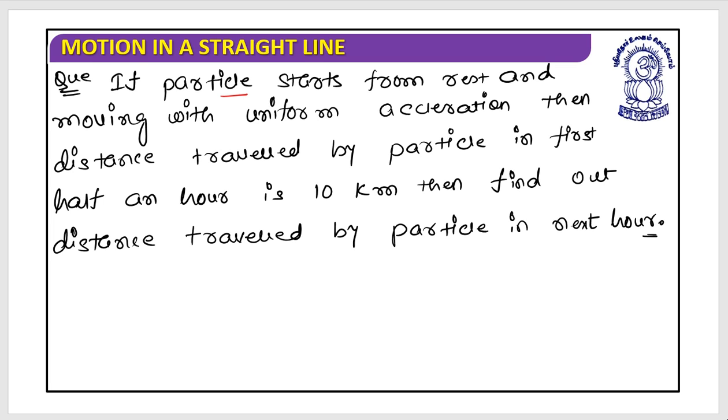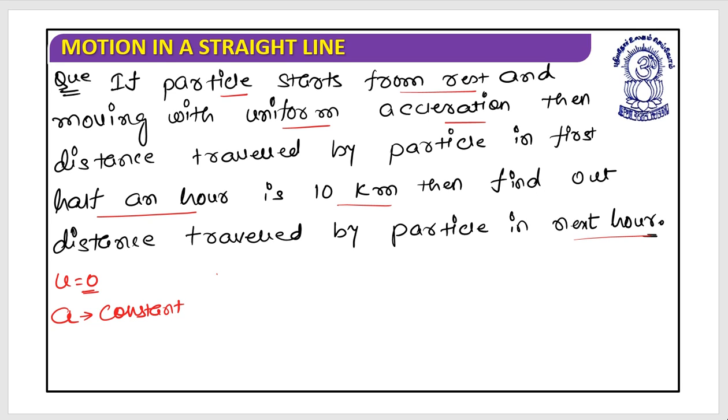What they have given? They have given a particle starts from rest. Yes, my first condition satisfies, u equals to 0. A second condition, with uniform acceleration, so the acceleration is constant. A third condition, time should be the same, but here it's not the case, because they said that in first half an hour it's 10 km and you need to find out the distance traveled by particle in next hour. So time is not same by default, but what I can do is I can arrange them such that it looks like the same time interval.